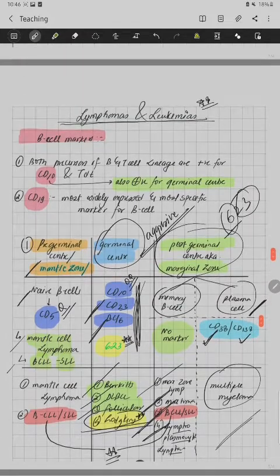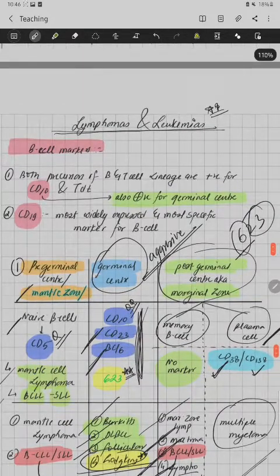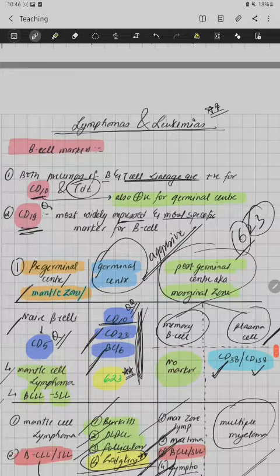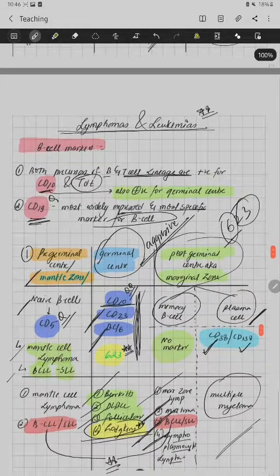Now this last thing. We saw here that CD10 is a marker of germinal center. CD10 is also a precursor marker of both B and T cell lineages, as well as TDT. So the precursor markers which are common between B cell and T cell are CD10 and TDT. And CD19, this is a very important MCQ, it's a one-liner thing. CD19 is the most widely expressed and the most specific marker for B cell. You should remember these two statements, it will help you.